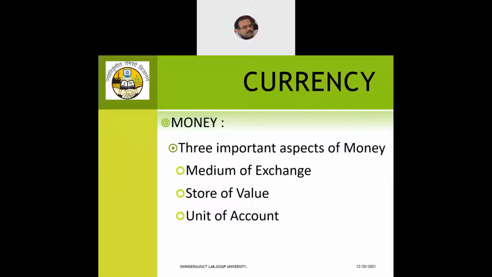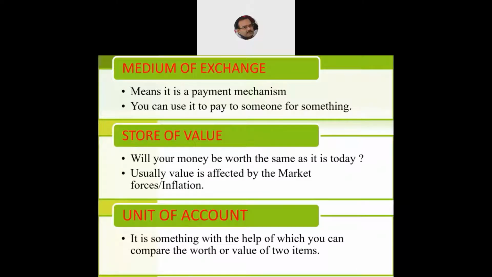Now, what does each and every parameter mean? Let's see one by one. When we say medium of exchange, it means it is a payment mechanism. Can I use the money as a means of payment? The answer logically is yes. You can. Money was created for this very purpose, and you can always use it to pay someone for something. So if you want to buy a product online or offline from anywhere around the world, you can always use money as a means of payment.